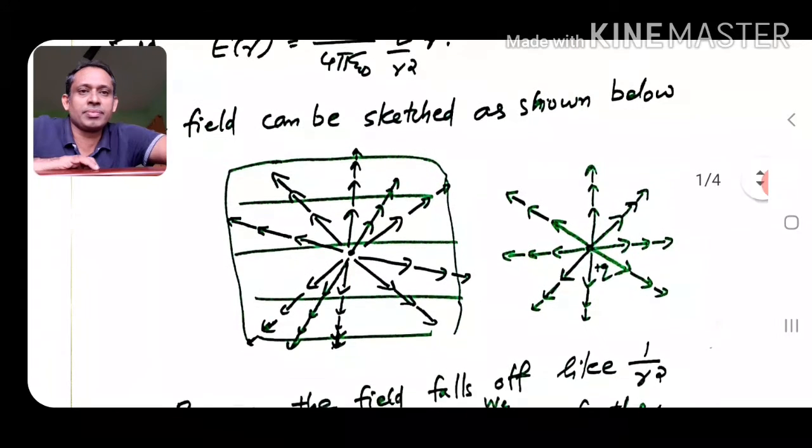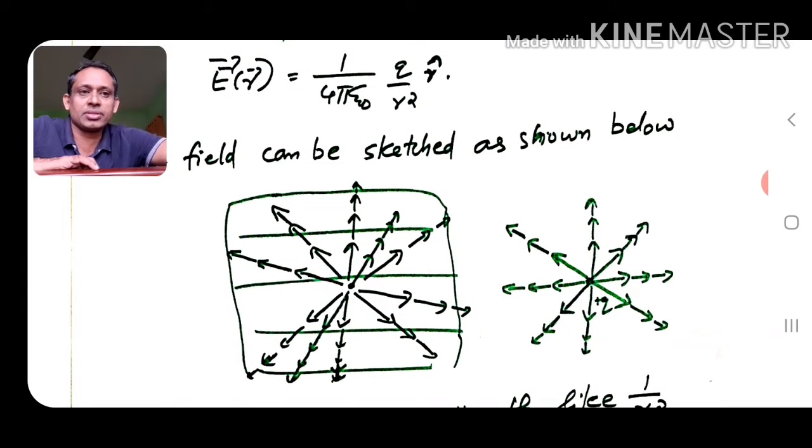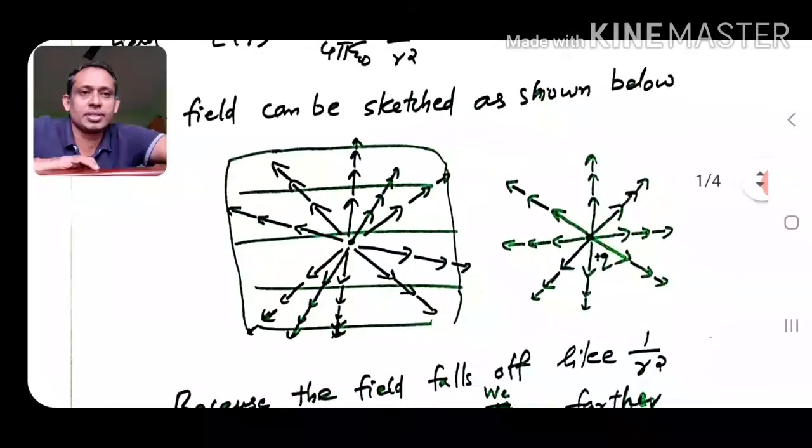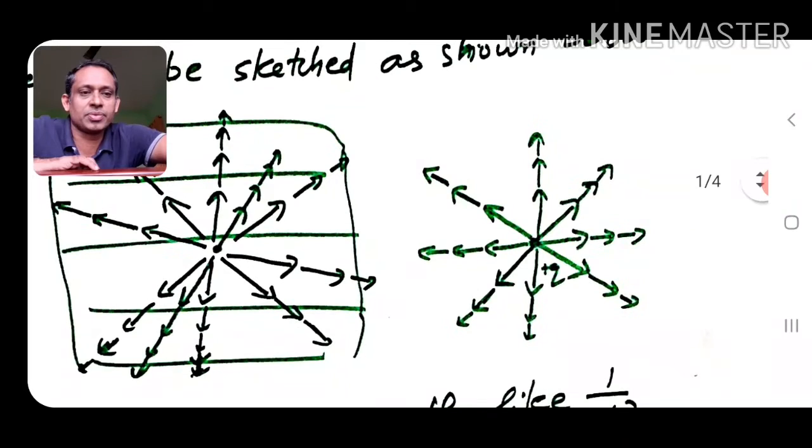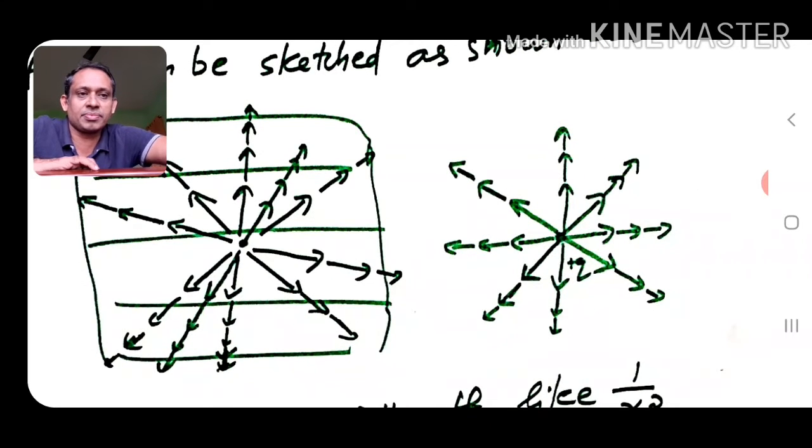So it can be sketched. We know electric field is a vector, so we can represent it using these arrows originating from the charge q that is shown here. When we represent a quantity in vector notation, we know the length of the arrow gives the magnitude of the vector, and the arrow head represents the direction of the vector.